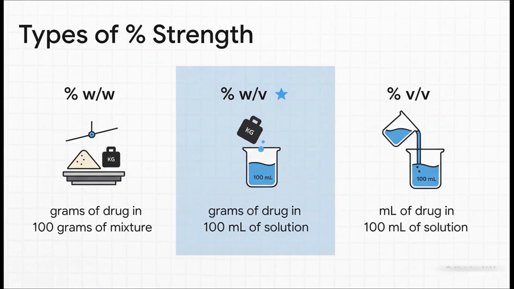Now, you might see these little letters next to the percent sign, W/V, W/W, and V/V. That's just weight in volume, weight in weight, or volume in volume. But listen, here's a pro tip for the exam. The one you really need to focus on is percent weight in volume, or W/V. That's always going to be grams per 100 milliliters.